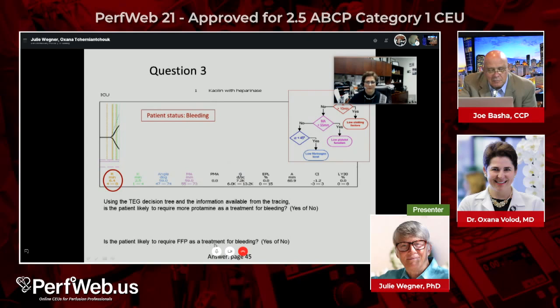Is the patient likely to require FFP as a treatment for bleeding? I don't know. Let's see if somebody else answers that. The R value, the MA. But we only see the first part here. Yes, I'm going to say yes. What's R? R is 6.4. Let me type it in.